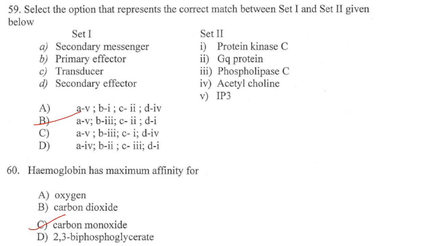Then, hemoglobin has maximum affinity for carbon monoxide. Answer is option C.